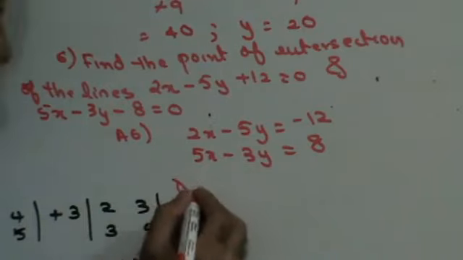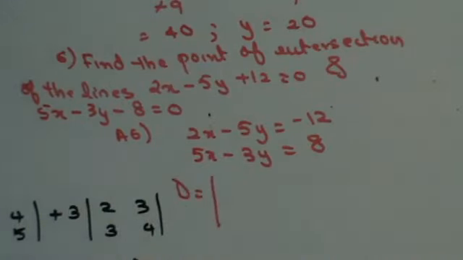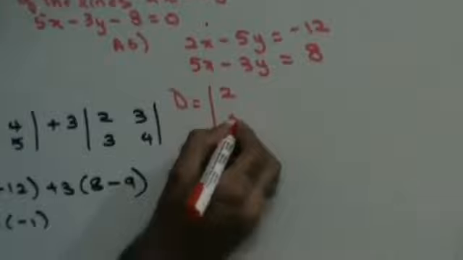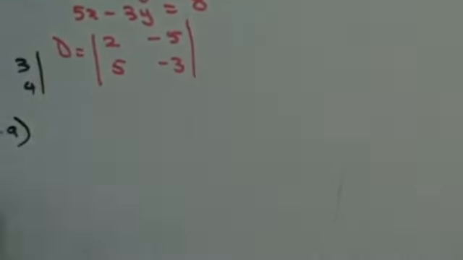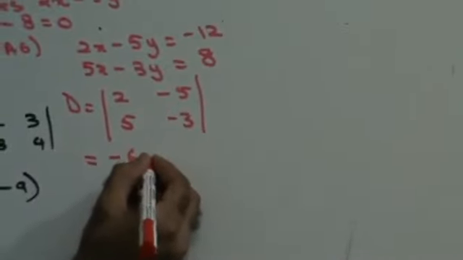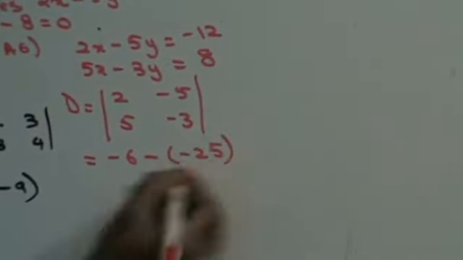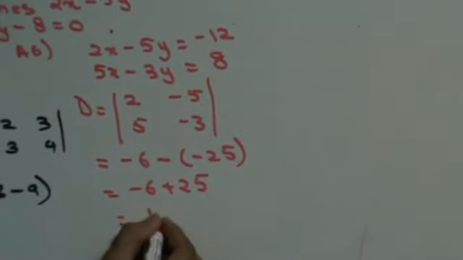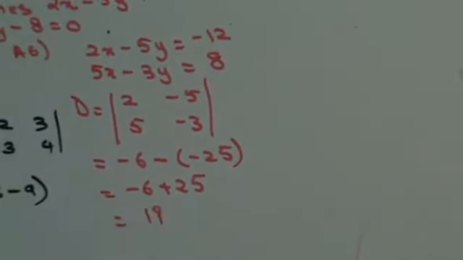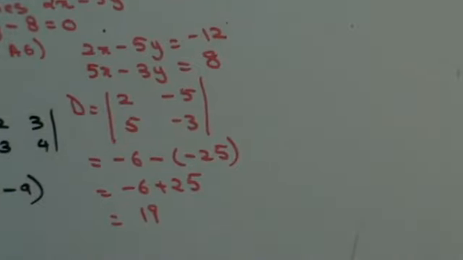I can find out D first. How do I find out D? What you do is write the x coefficients one below the other, y coefficients one below the other. Product of principal diagonal minus the other diagonal. So minus 6 plus 25, that's 19. Right?